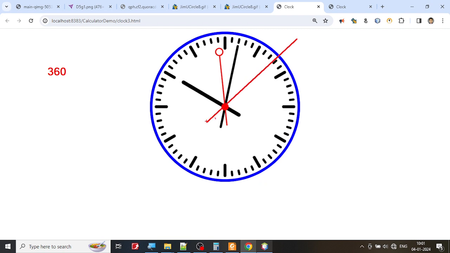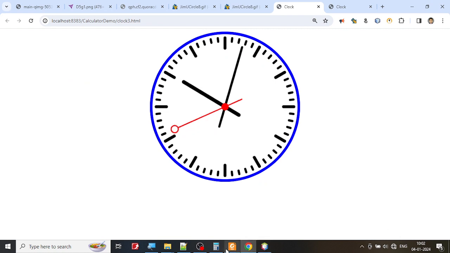So between this and between this, what is the angle? Okay, this is 360. Remember, there are 60 markings in the circle, so it is 360 divided by 60. So what is this 360 by 60? Okay, let's look at this in the calculator.